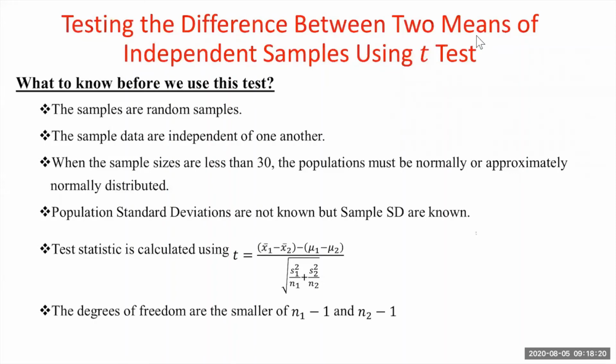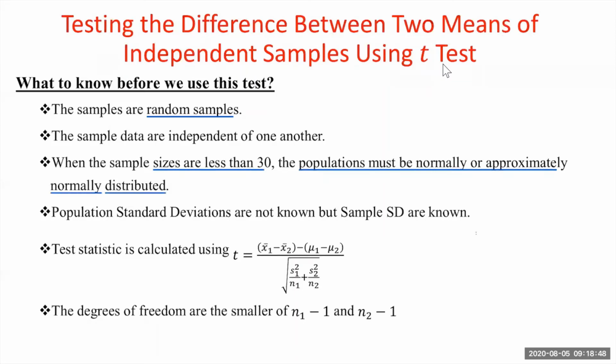Testing the difference between two means of independent samples using the t-test. So again, we are testing the difference between two means, but in this case, we are using the t-test. Let's see what we need to know. Your sample must be random, that is the first thing. And then the sample sizes are less than 30 and the population must be normally distributed.